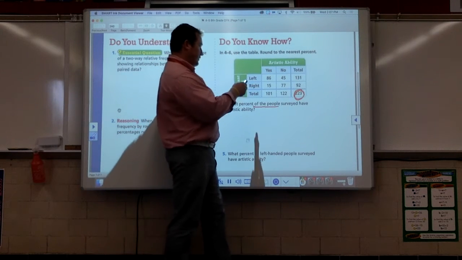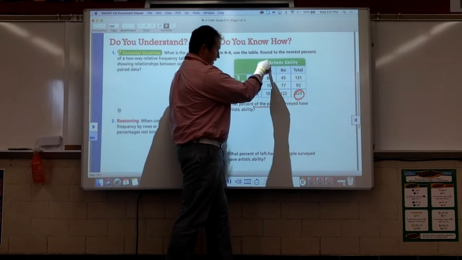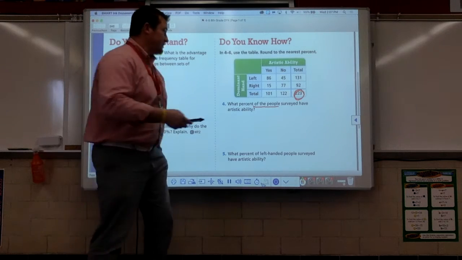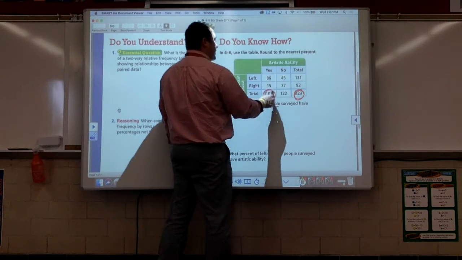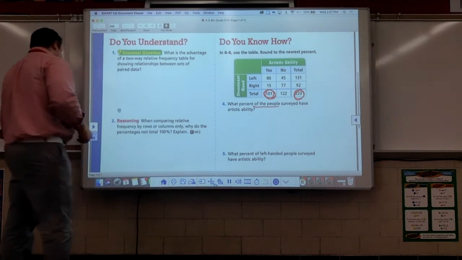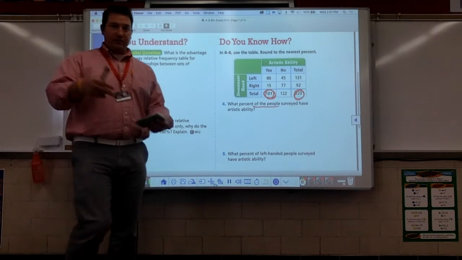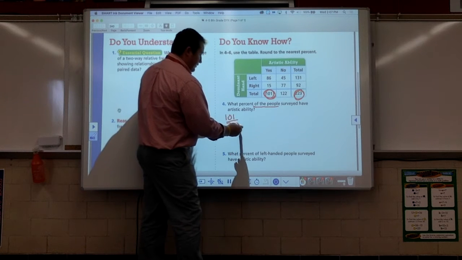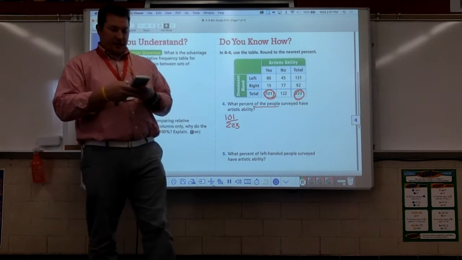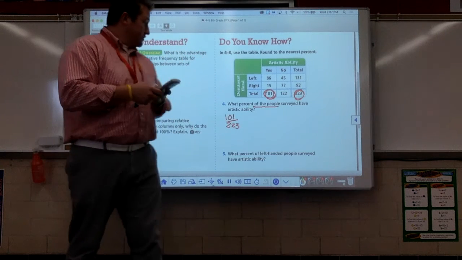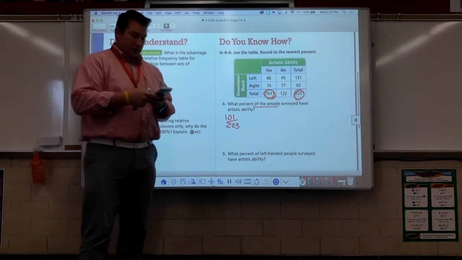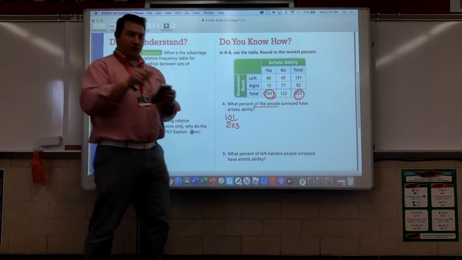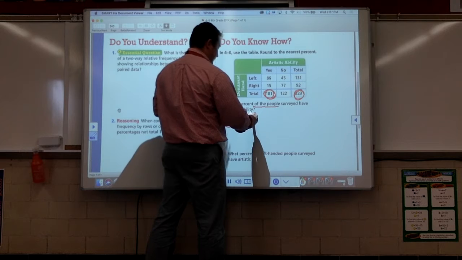So artistic ability. Yes, okay, so we're in the yeses. Does it matter if they're left-handed or right-handed? Nope. It sure doesn't. So I like to circle my two numbers. That way I've identified my part and my whole. So I want 101 out of 223 people. So 101 is your part, 223 is the whole, and we're going to the nearest percent. I'll go 45%.